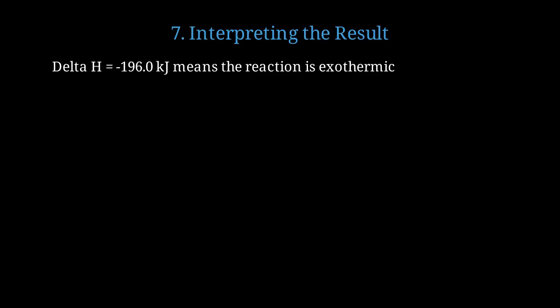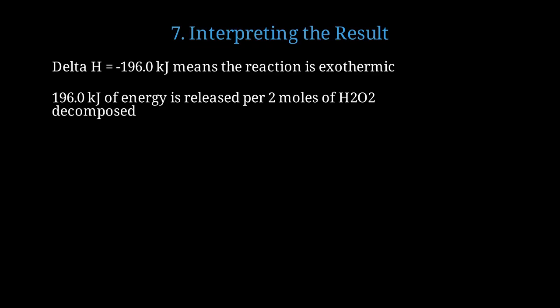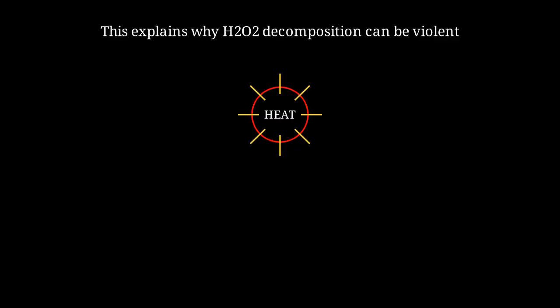Let's interpret what this negative enthalpy change means. A negative delta H of 196 kilojoules means this reaction is exothermic, releasing energy. Specifically, 196 kilojoules of energy is released for every 2 moles of hydrogen peroxide that decompose. This significant energy release explains why hydrogen peroxide decomposition can be violent and is sometimes used in rocket propulsion. The reaction releases heat energy to the surroundings, which is characteristic of exothermic processes.